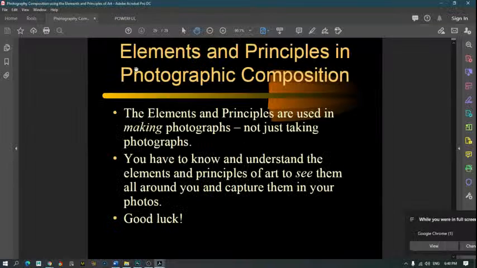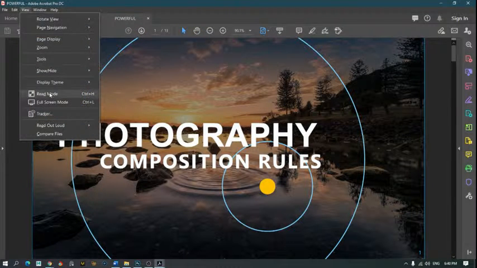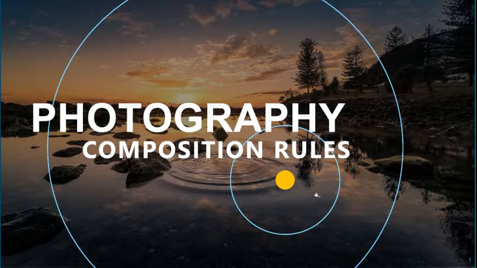Now here I will go on to how to apply composition rules. Now we know what the composition rules are, what the principles of design in photography are, and what the elements of design in photography are. So these are the parts of composition. Now let's see how we can apply these compositions, how to actually do it.